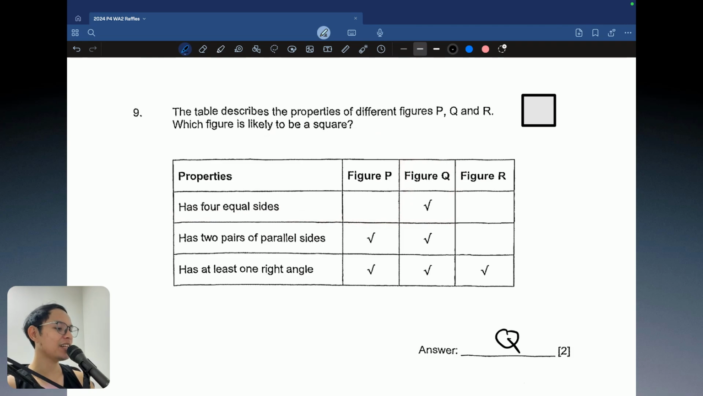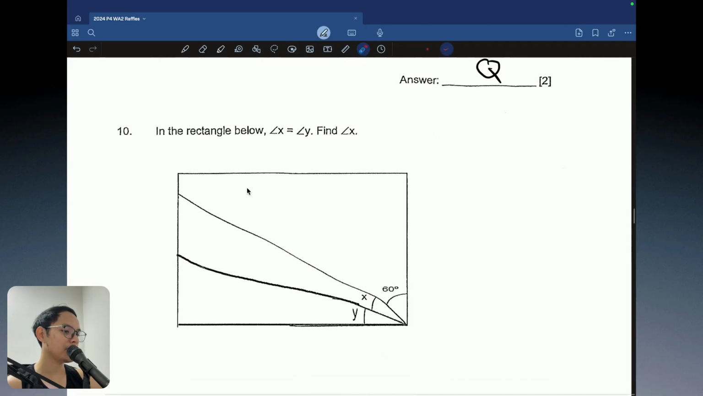Very straightforward, right? At the same time, if you want to go through the next few ones, has two pairs of parallel sides, which is correct. So parallel over here means that both sides are the same way, right? So this is the same way, this is the same way. And then has at least one right angle, right? Square, every corner is a right angle. That's what I see over here. So Q is correct in this case, but the clue is in the first statement. All right, now let's move on to the next question.